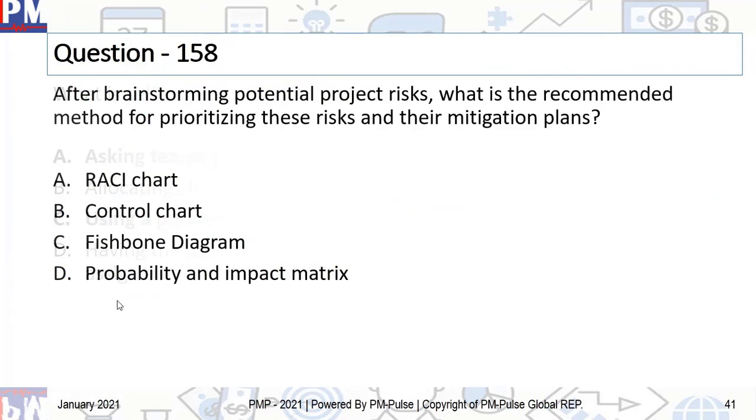All right, let's move on to question number 158. After brainstorming potential project risks, what is the recommended method for prioritizing these risks and their mitigation plans? A, RACI chart, B, control chart, C, fishbone diagram, and D, probability and impact matrix.